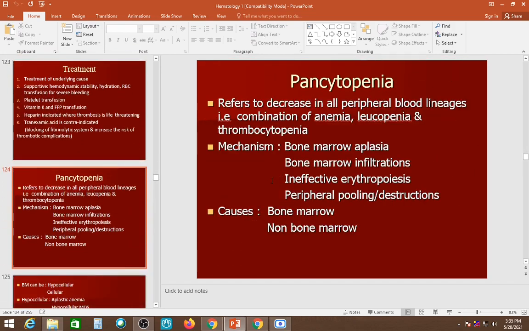This is a very important long question. Okay, just the introduction to pancytopenia. This will take only 5 to 10 minutes. Then after that we'll be talking on the next topic.